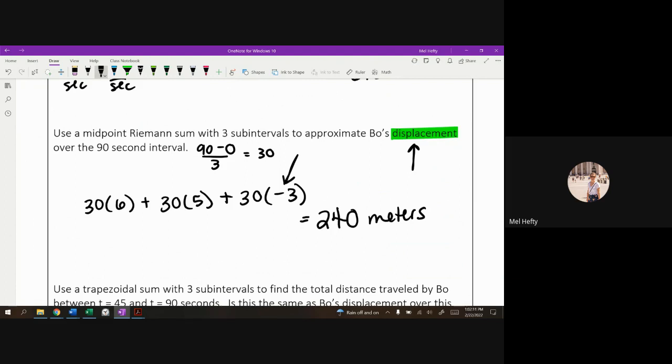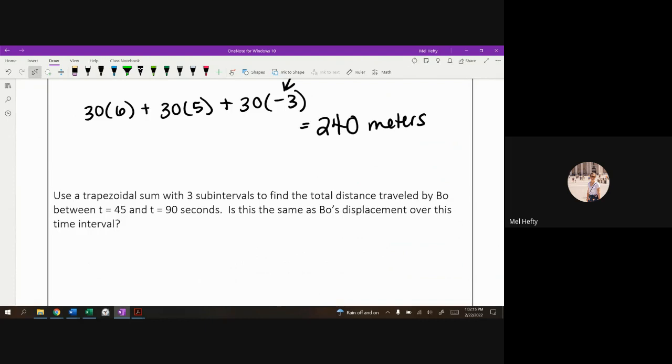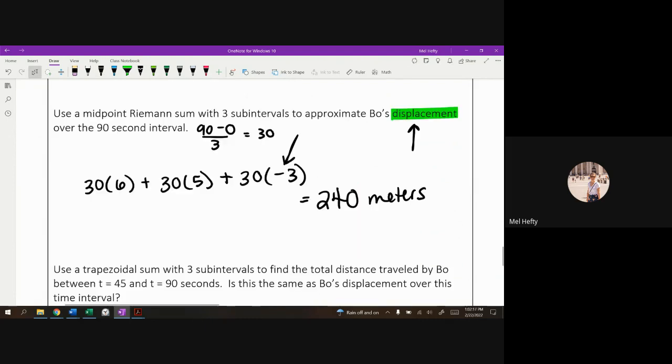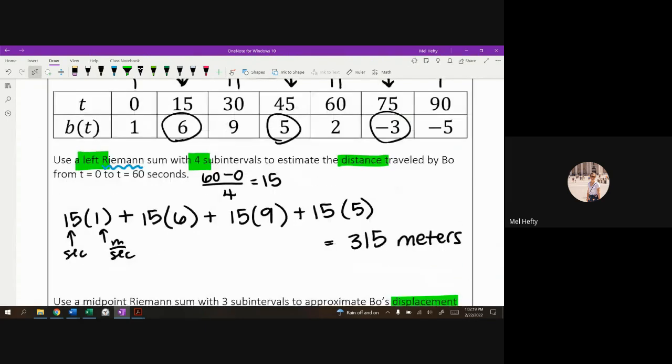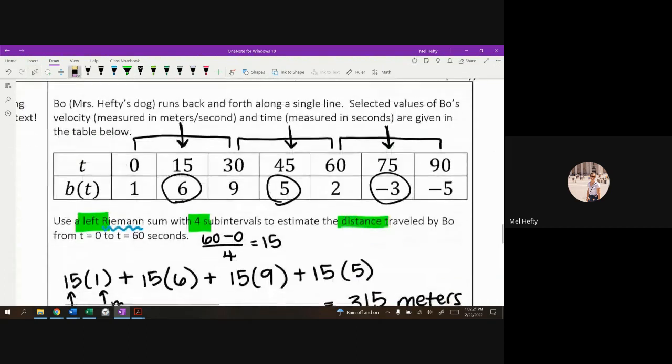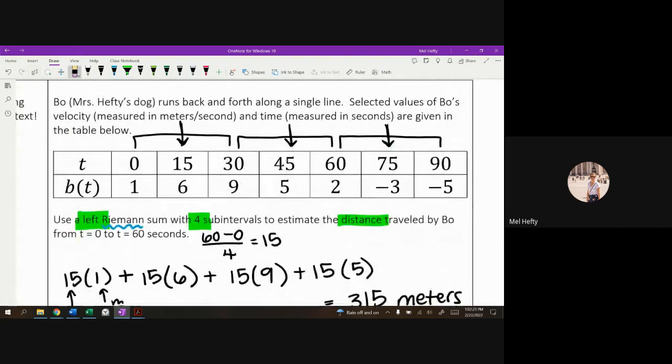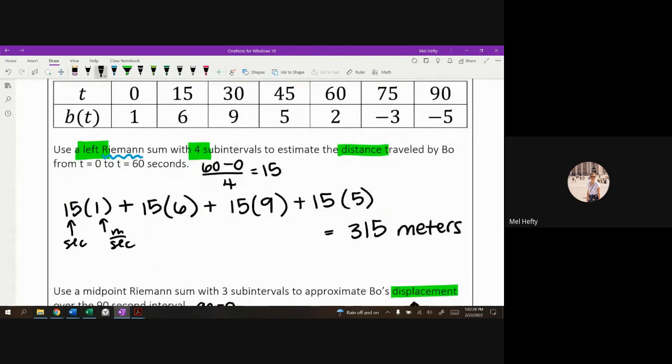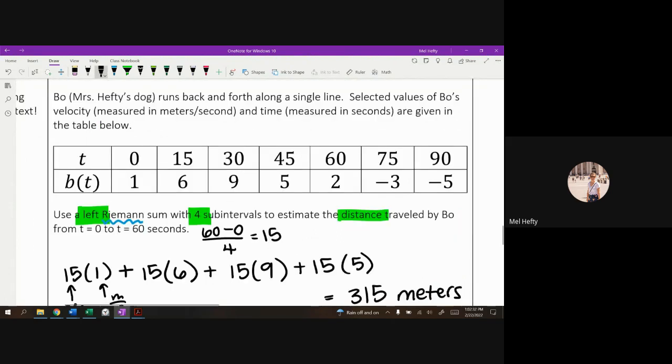Yes. I have 2 minutes to do this last problem. All right, we're going to do the same thing with 3 sub intervals at the very end here. Yeah, but we're not going to get to it because I am not good at time management today. We're going to do one different thing right here.